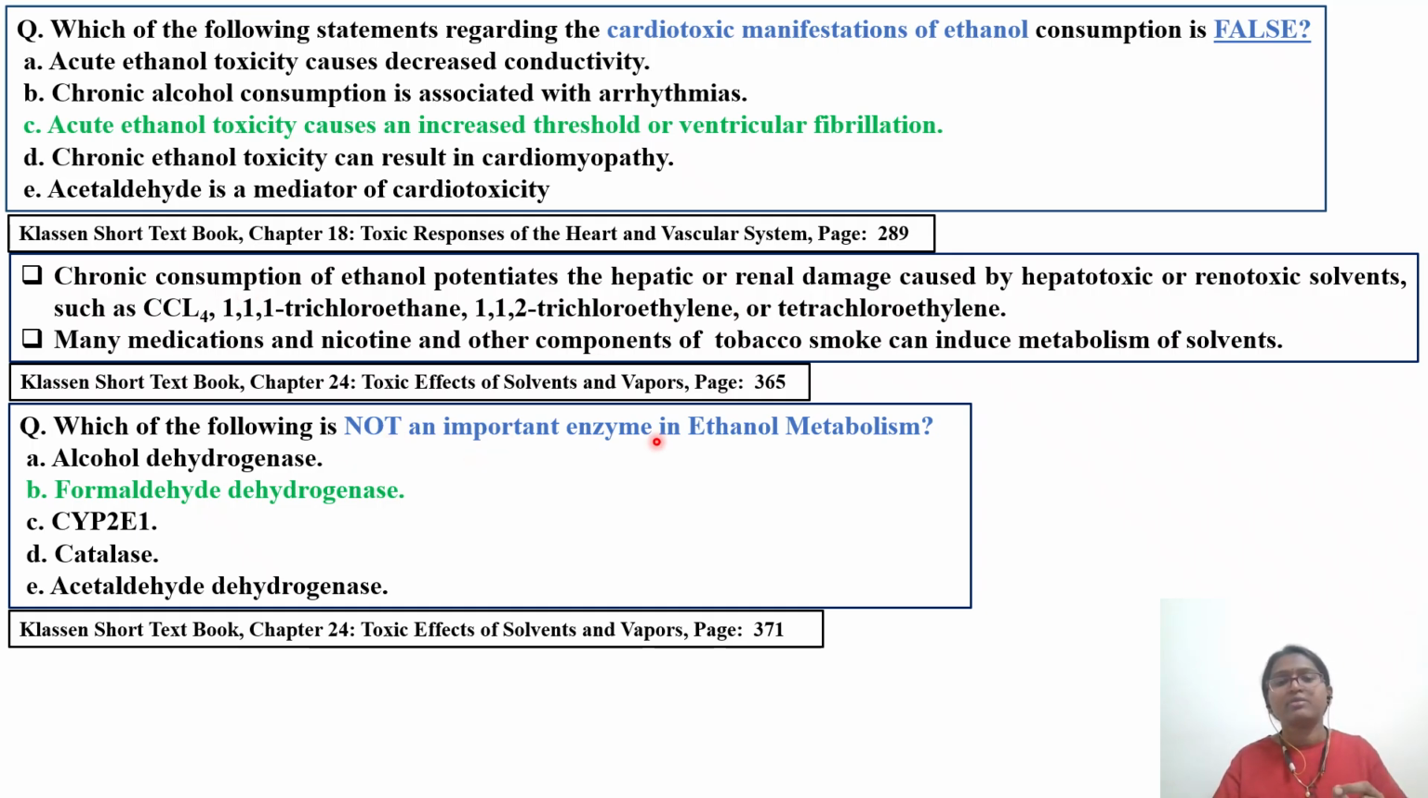Which of the following is not an important enzyme in ethanol metabolism? If you remember that diagram I showed, you'll know alcohol dehydrogenase, CYP2E1, catalase and acetaldehyde dehydrogenase are all involved. Formaldehyde dehydrogenase is not involved in alcohol metabolism.